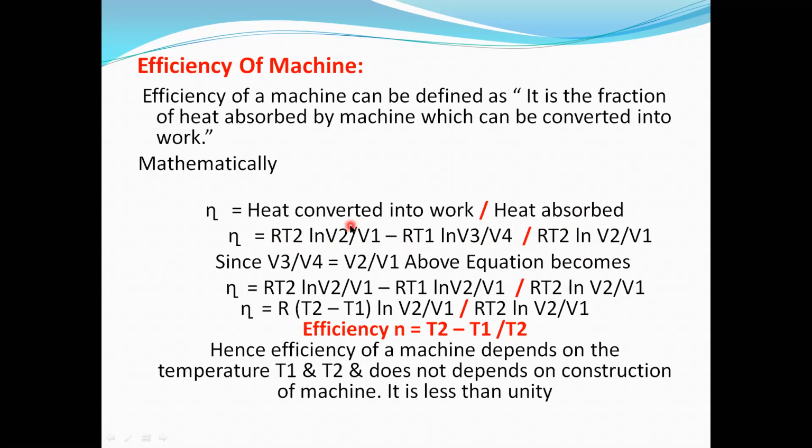Now we solve this equation. But we have seen in the total work done in the Carnot cycle that V3 divided by V4 is equal to V2 divided by V1. We have seen in detail in the Carnot cycle how V3 upon V4 is equal to V2 upon V1. So in the above equation, wherever there is V3 upon V4, what will you put there? V2 upon V1. So put V3 upon V4 as V2 upon V1 in the above equation.